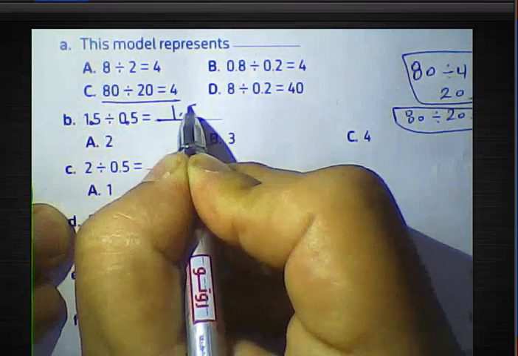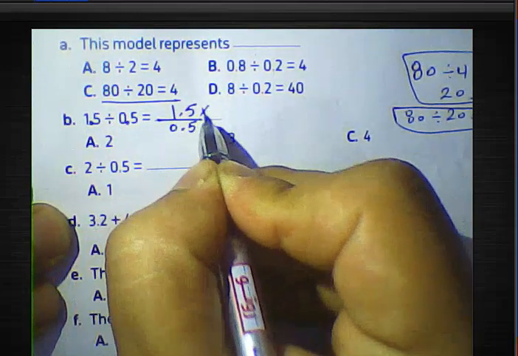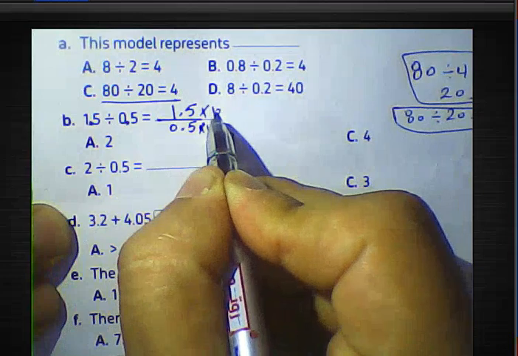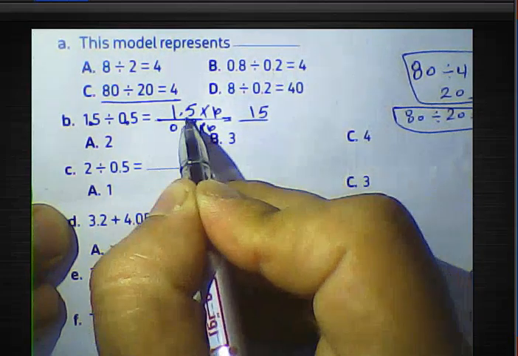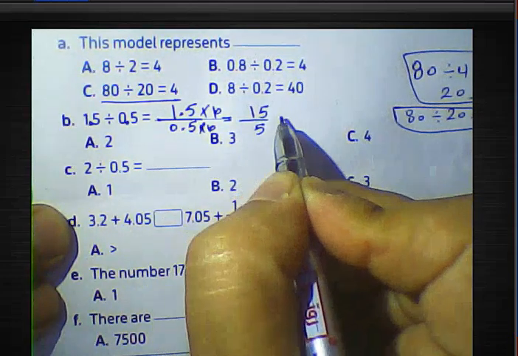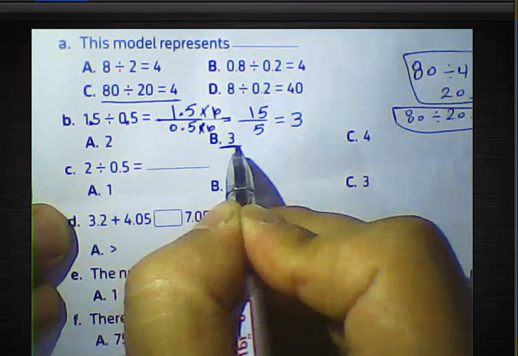What about letter B? 1.5 divided by 0.5. We can write 1.5 over 0.5. We can cancel the point by multiplying by 10, numerator and denominator. The result here will be 15 and the denominator will be 5. 15 divided by 5 equals 3.